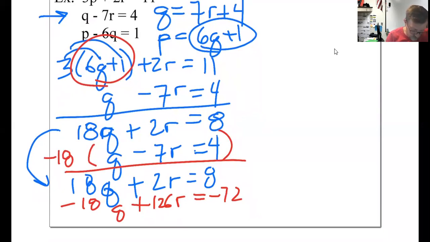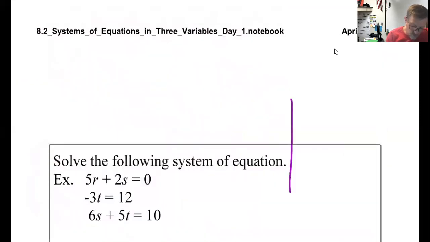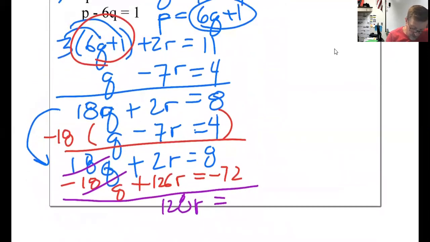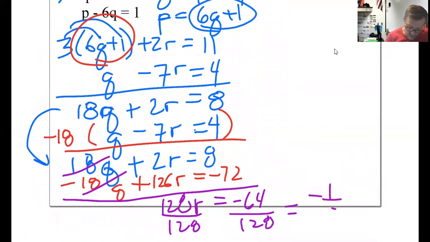Purple. My voice cracked again. 2 plus 126 is 128r. 8 plus negative 72 is negative 64. Divide by 128. It looks nasty, but this does work out to be just negative 1/2. Keep in mind, remember, it's the numerator divided by the denominator, not the other way around.